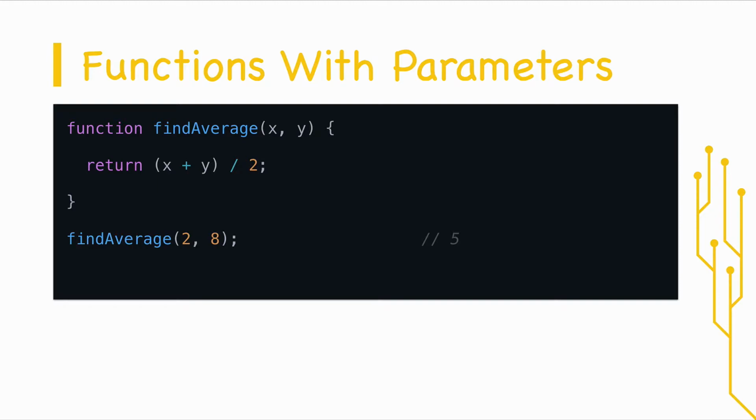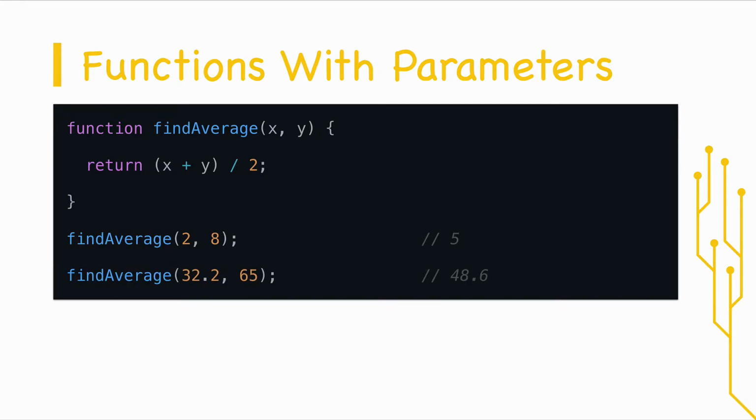The average of 2 and 8 is 5, and that is exactly what this function returns, as you can see on the right hand side in the comment. It outputs the value, the number 5. So this function works, and this function can be used to find the average of any two numbers wherever you want in your code. You don't have to rewrite the code over and over again. So let's try this out with a different pair of numbers.